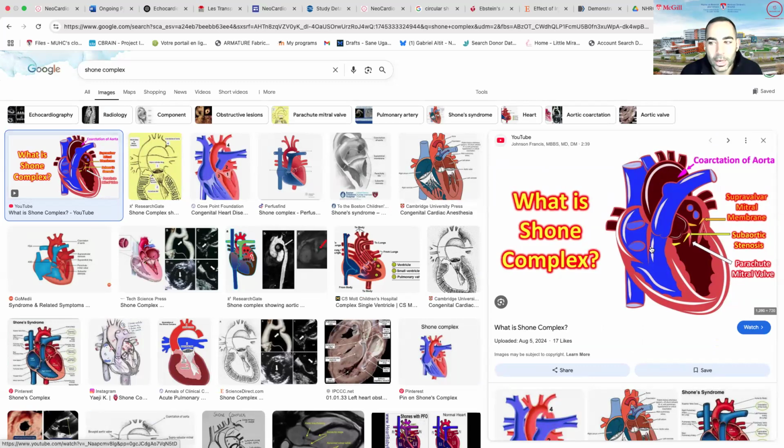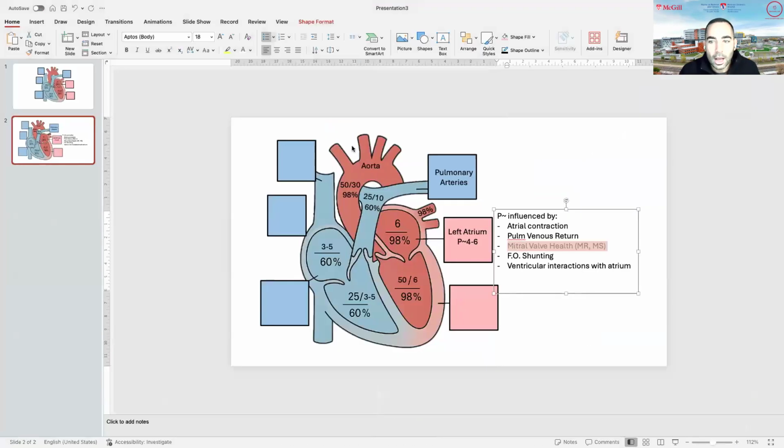Okay, so it's important to be aware. Some Shone syndrome, Shone complex, are not so bad. They can have coarctation, they can have interrupted aortic arch. So it's really a disease of all the left side of the heart. Okay. So that's for atrial pressure.